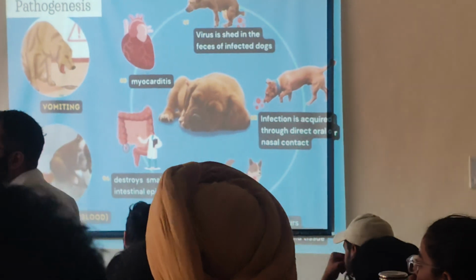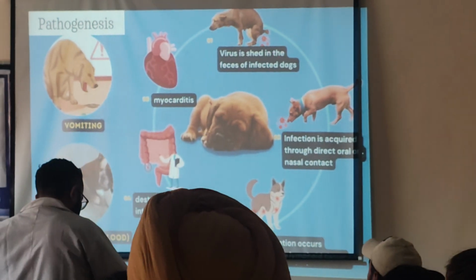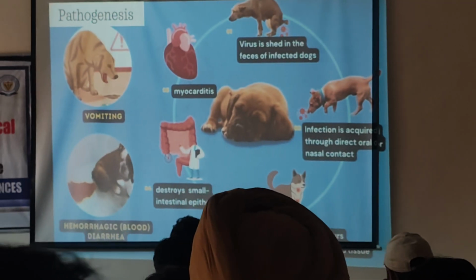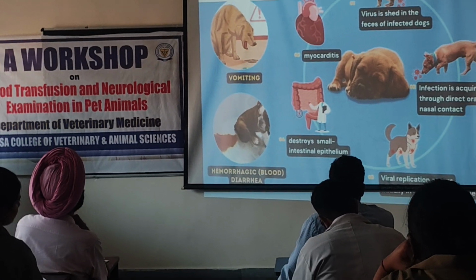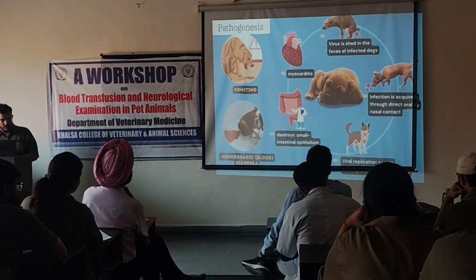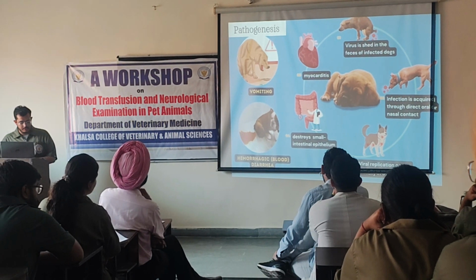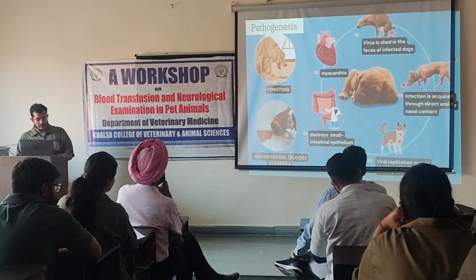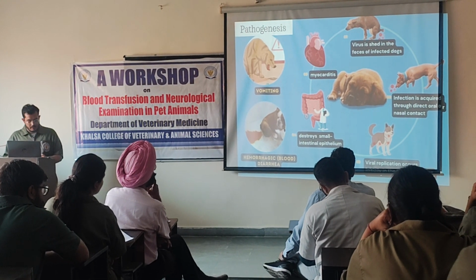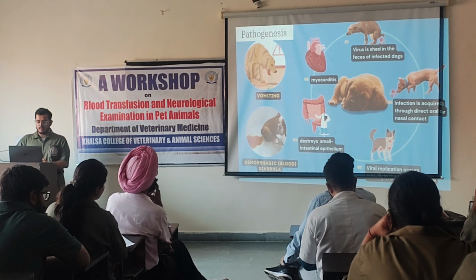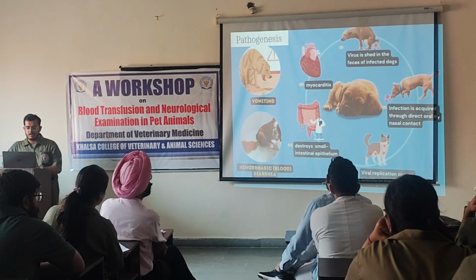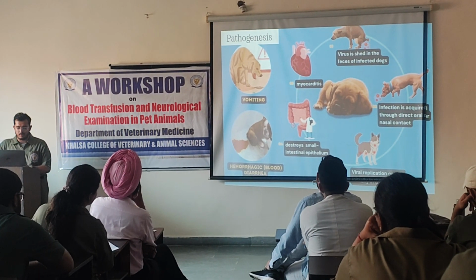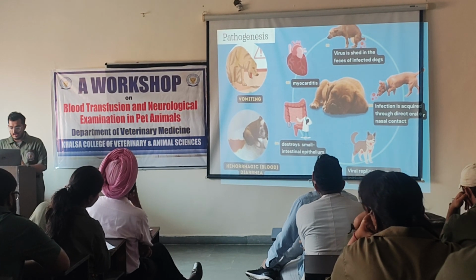Pathogenesis: the virus enters through the oronasal route and multiplies in lymph nodes in the throat. Viremia occurs 1 to 5 days after infection, localizing in the intestinal epithelium, small intestine, bone marrow, lymph nodes, and myocardium. As shown in the picture, the main signs are vomiting and hemorrhagic bloody diarrhea.